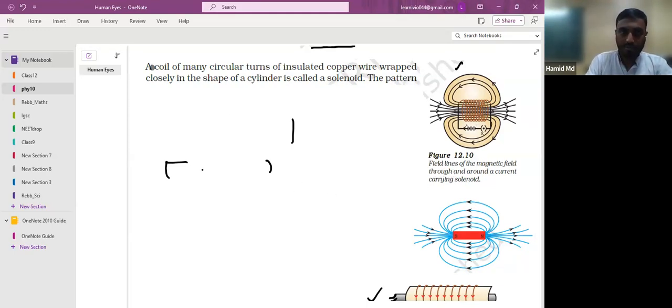So this is the definition of solenoid: a coil of many circular turns of insulated copper wire wrapped closely in the shape of a cylinder is called a solenoid. Clear? What is a solenoid?